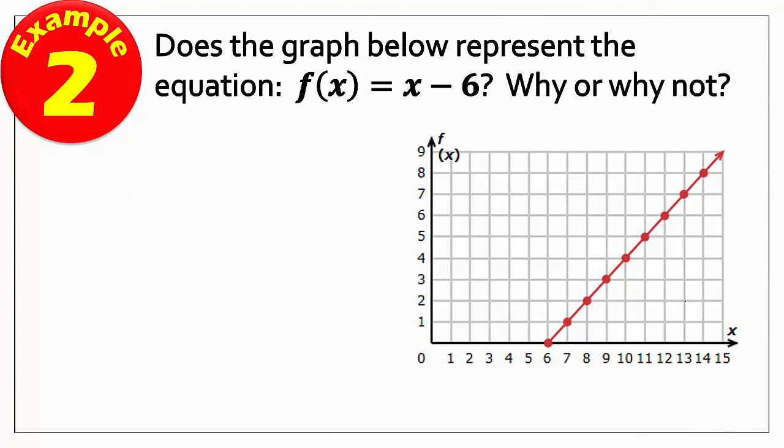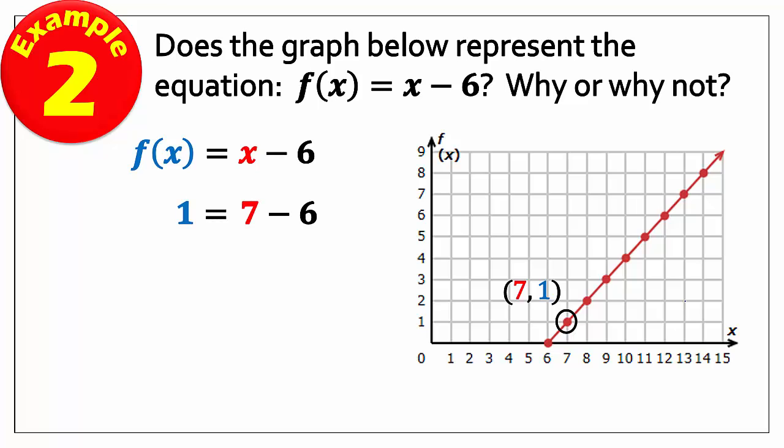Second example. Does the graph below represent the equation f of x equals x minus 6, yes or no? So what we do here is we pick a point. Any point will work. I chose (7, 1). And we're going to go ahead and plug that in for our x and our y values. Remember, f of x is the same thing as y. So we go ahead and plug in 1 equals 7 minus 6. And then again, we're not doing anything back and forth. All we're doing is doing 7 minus 6, which gives us 1.